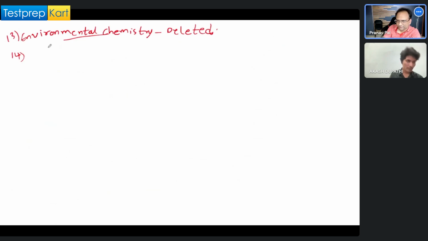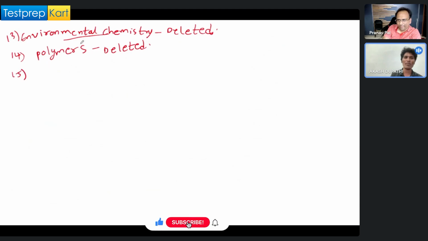Yes, sir. And the next important thing, sir, and whatever chapters now I am going to discuss, these chapters are very good chapters, sir, to score. But these chapters have been completely deleted in chemistry. That is, the first chapter is polymers. That is deleted. पूरा delete हो गया. Yes, sir. Environmental chemistry. And chemistry in everyday life.